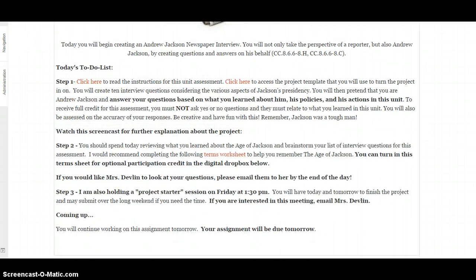There are several steps involved here. Let's take a look at step 1. Click here to read the instructions for the unit assessment.